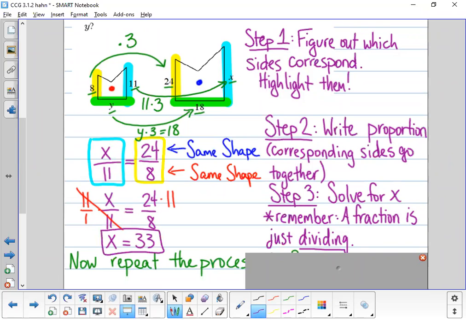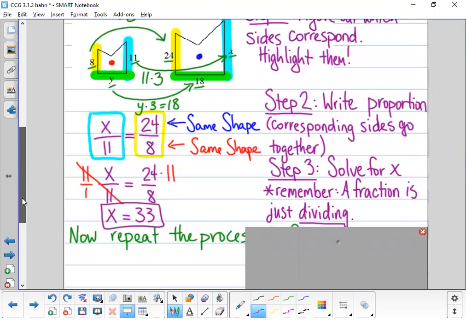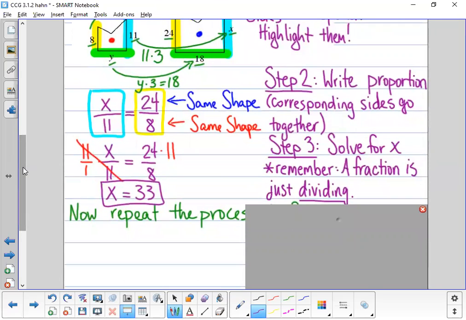Some of you may have looked at that and said, well, 24 divided by 8 is 3. Could I just reduce that down to start with? Totally. Absolutely, you can. And you'll still get the same answer. Okay, so now I know that X is 33, which is exactly what I figured out when I saw that the zoom factor was going to be a factor of 3. But this is another way that you can solve it if you don't know what the zoom factor is.